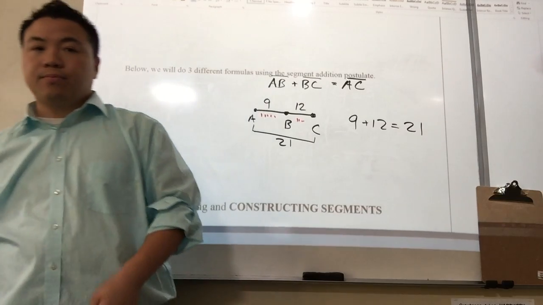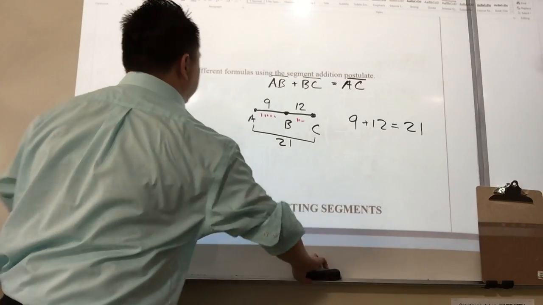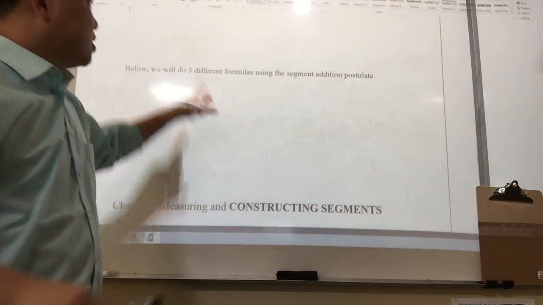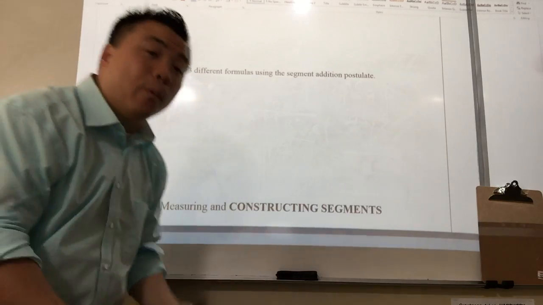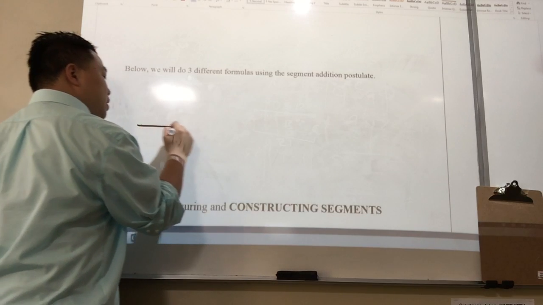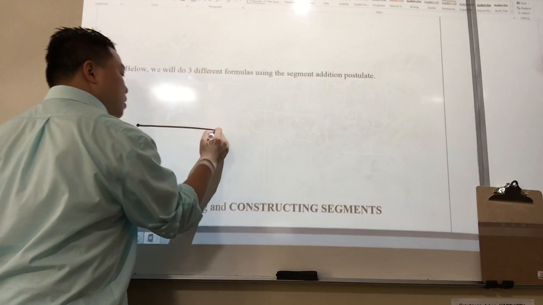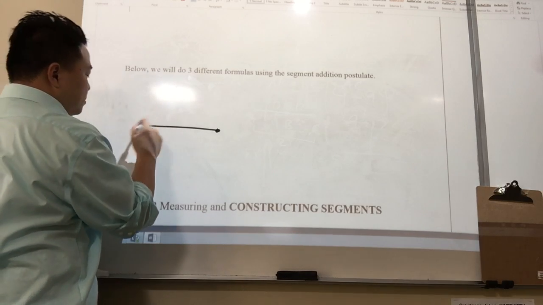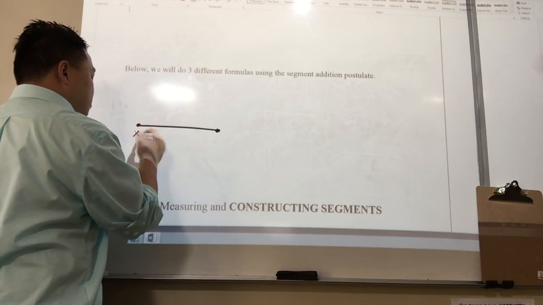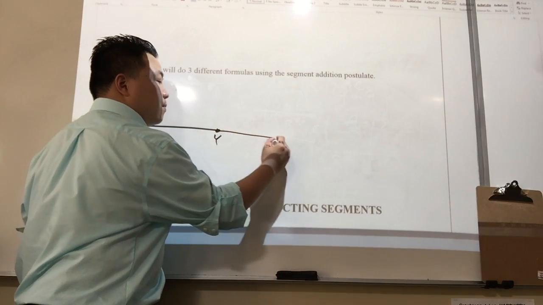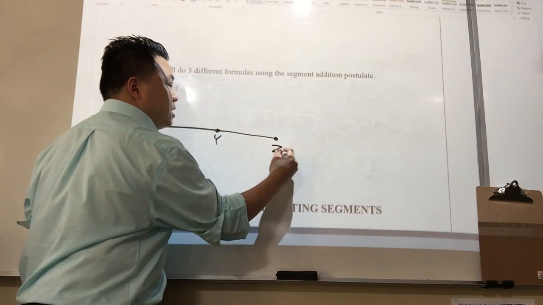Okay, so, all right. We're going to just do one. So, here's your line segment. Let's change the letters up. Let's call this X. I know, not that creative. X. We're going to call this Y. We're going to call this Z.